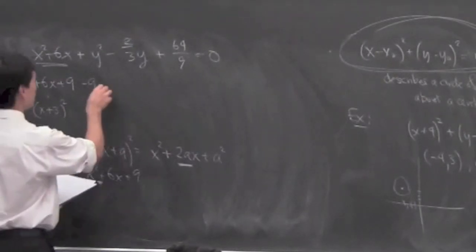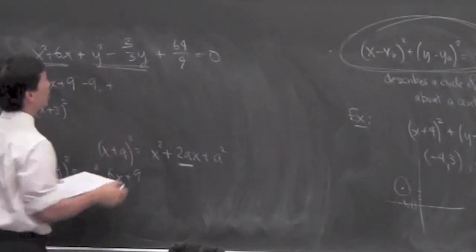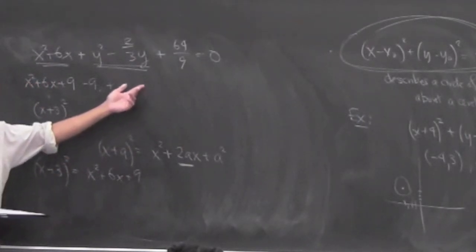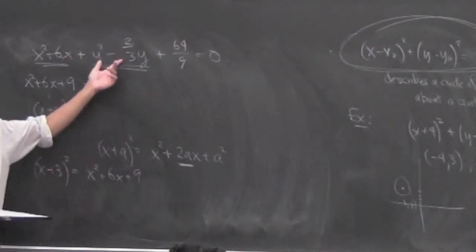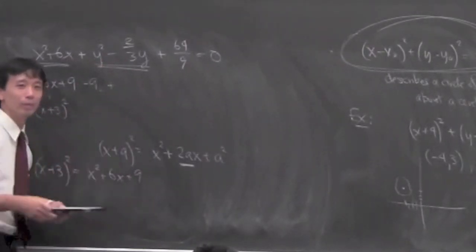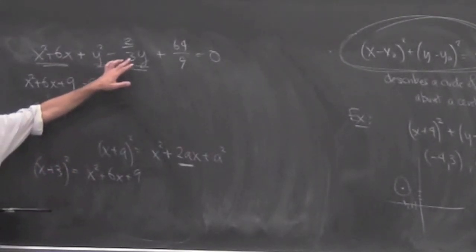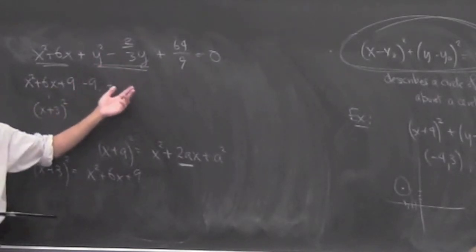Okay, and then I'm going to do the same thing here. I've got y^2 - 2/3 y. Well, what's the square that I'm going to want here? What am I going to do here? Well, maybe I'll let you think about it. What should I do here to make this look like y minus something squared?